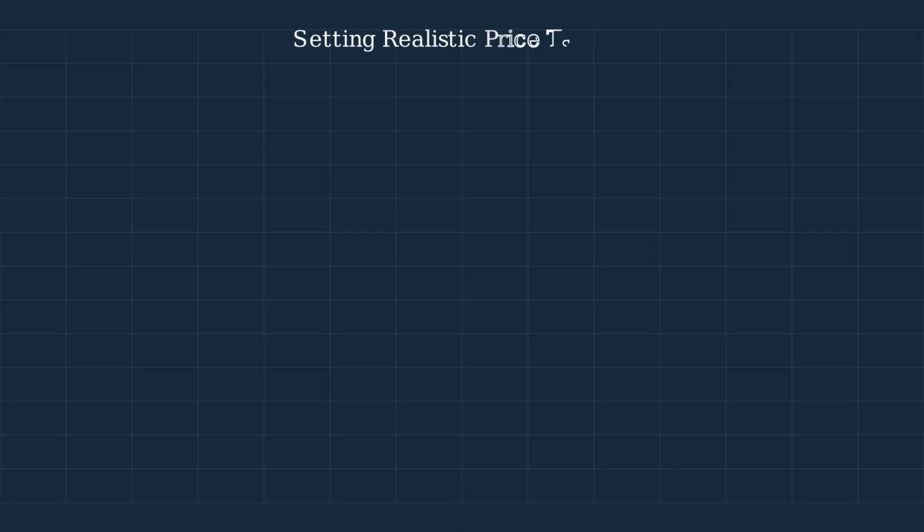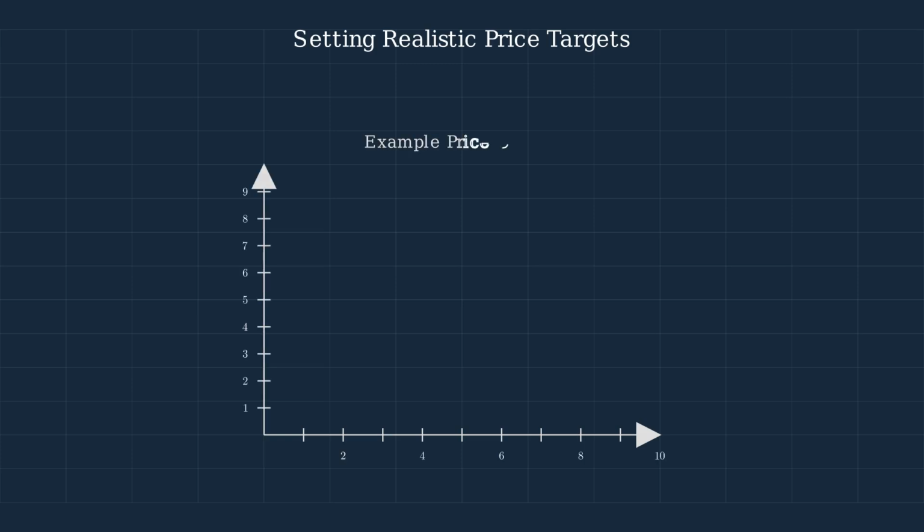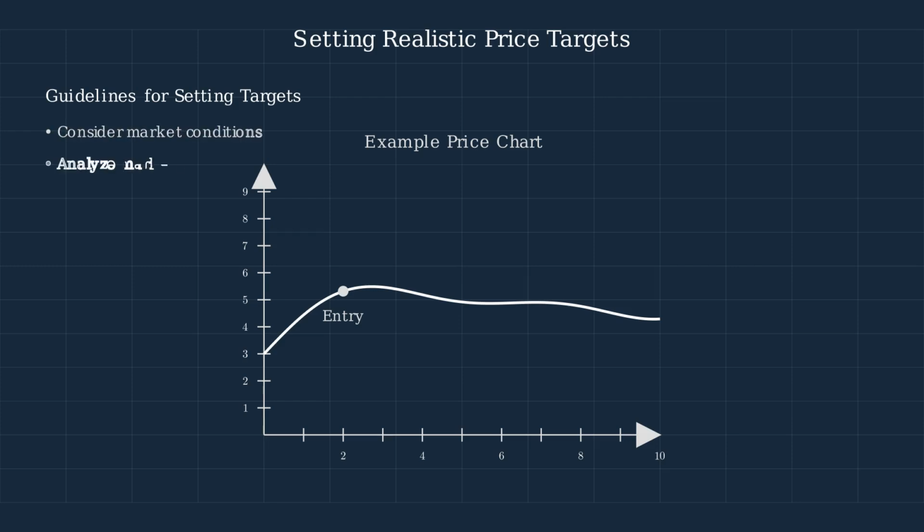Setting realistic price targets is crucial for successful trading. Let's look at an example price chart to understand how to set targets. There are 3 key guidelines for setting realistic price targets. Consider overall market conditions, analyze the specific volatility of the asset, and adjust your expectations based on your trading timeframe.